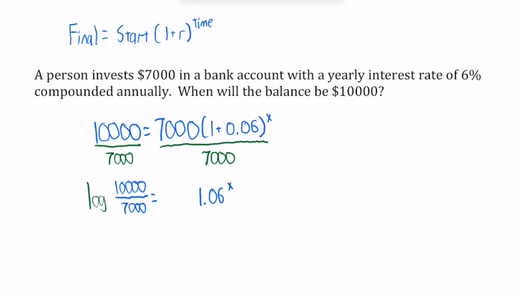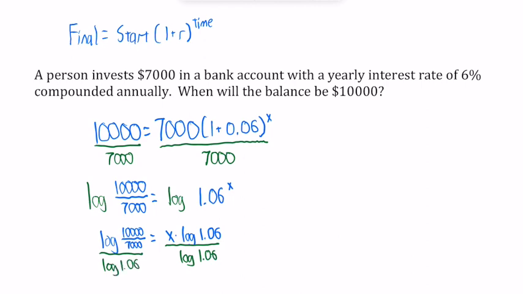Next, we take a logarithm of both sides. On the left side, there's not a whole lot we can do with that for right now. It's still the logarithm of 10,000 over 7,000. On the right side, now we can pull our exponent to the front: x times the logarithm of 1.06. And now to get that x by itself, we would divide both sides by the logarithm of 1.06. And that's going to get x by itself.